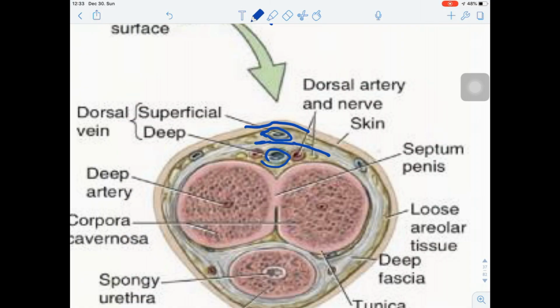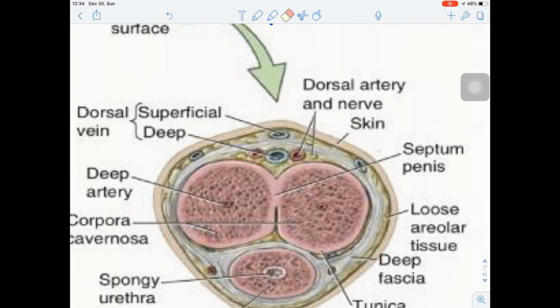The superficial one is closer to the skin and drains the skin of the penis. That one is usually dissected off, so you don't really see it. The deep dorsal vein is the major one that you find. Are we good so far?